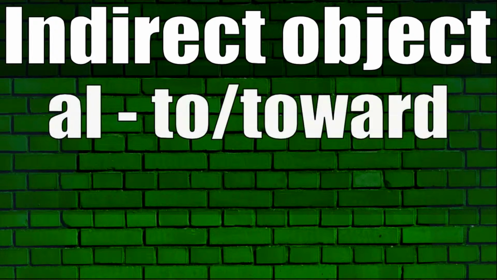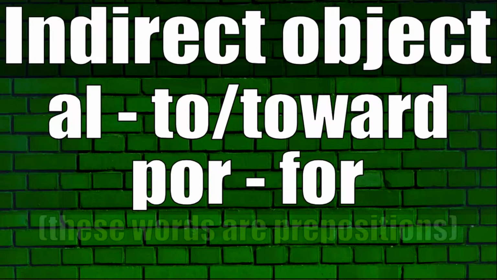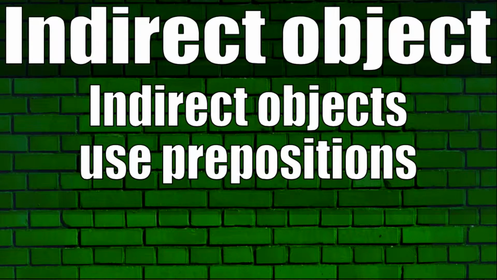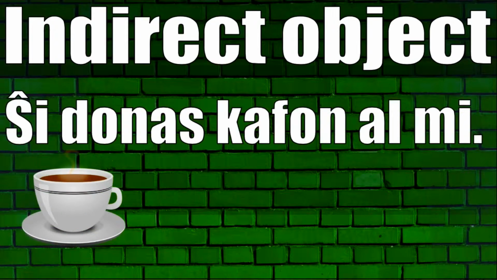In Esperanto, if we want to express indirect objects, we have to use things called prepositions. But don't worry too much about what prepositions are, because I'm going to talk about them in a later lesson. These are words like al, which means to or toward, or we can use the word por, which means for. So we know that indirect objects have to use prepositions in Esperanto, so we just use a preposition plus the indirect object. As an example, she donas kafon al mi.